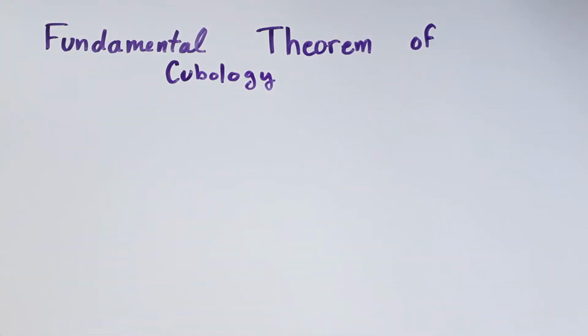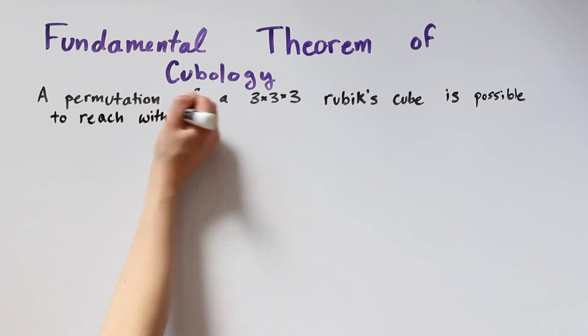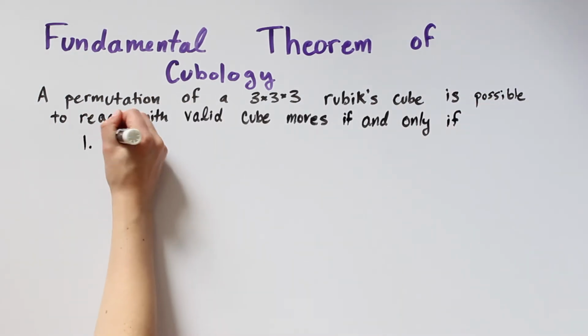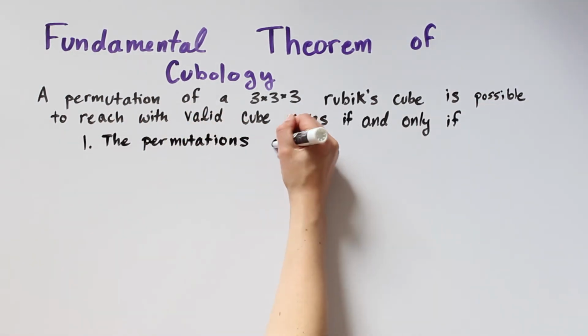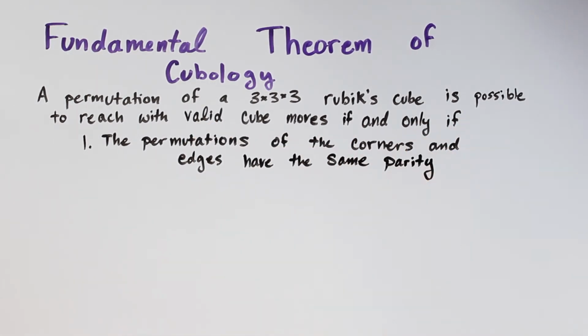This brings us to the first part of the fundamental theorem of Cubology. Yes, this is a ridiculous name and I absolutely love it, and no, it's not mine. If a permutation of the cube is possible to reach with legal cube moves, then the permutation of the corners and the permutation of the edges must have the same parity. But, as we've seen, this is not the full story, because we also need to think about the orientation of these pieces as well.